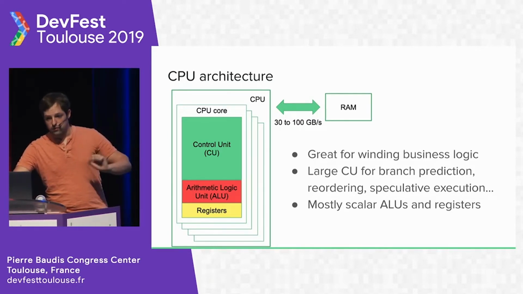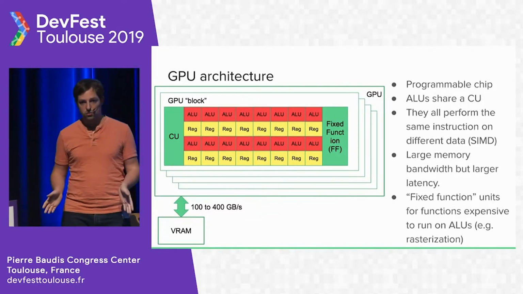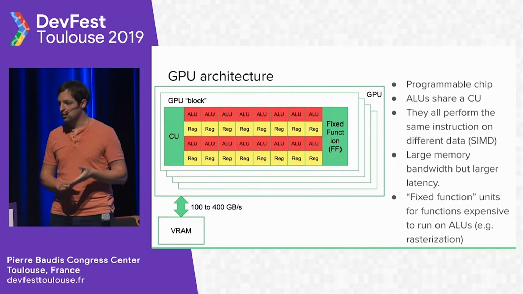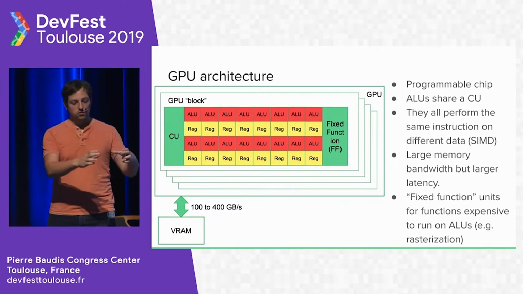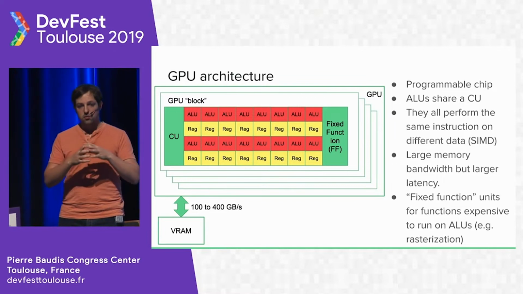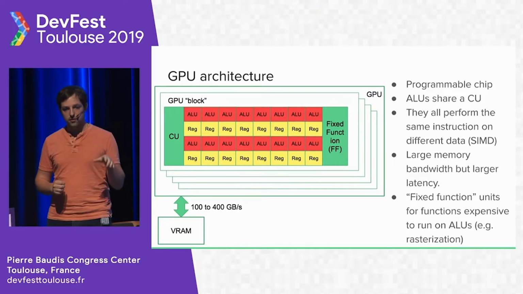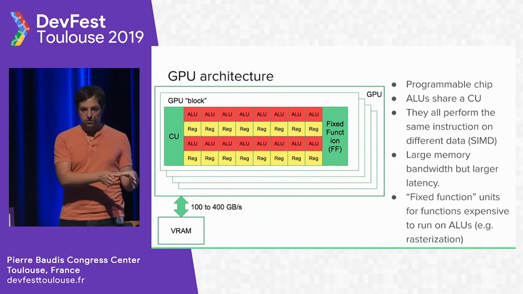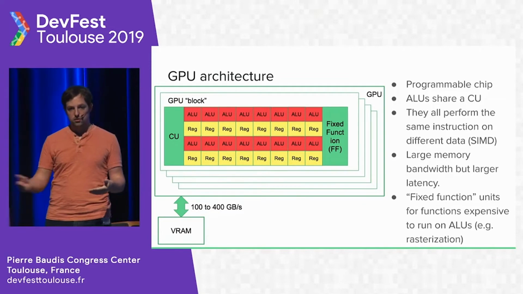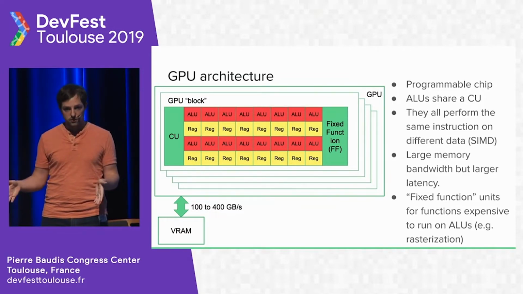Let's contrast that with GPUs. GPUs are designed to run parallel workloads very, very efficiently. In a GPU, there are a number of blocks, kind of like CPU cores, but in each of the blocks there are many, many different arithmetic and logic units, along with their registers, but just one control unit. What happens is that the control unit chooses one instruction, and all the ALUs are going to execute the instruction on different data because they have different data in their registers.